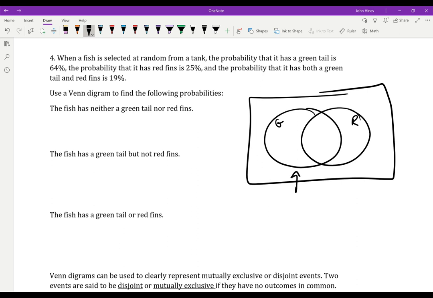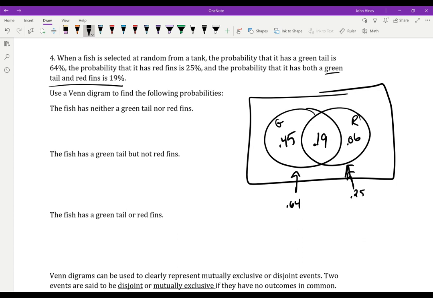So the entire green tail circle is 64. The entire red fin circle is 25, which leaves me with green and red that I can actually put in the Venn diagram as 19%. So now I fill in the missing pieces with subtraction. 64 minus 19 is 45. 25 minus 19, 0.25 minus 0.19, is 0.06.